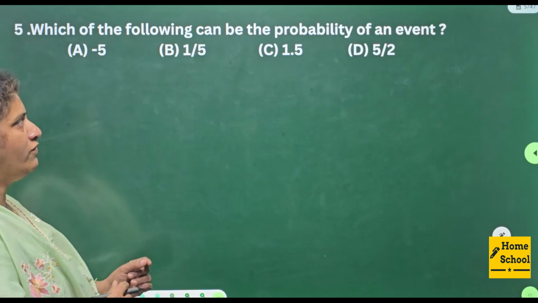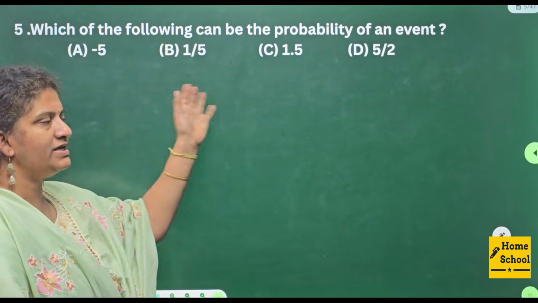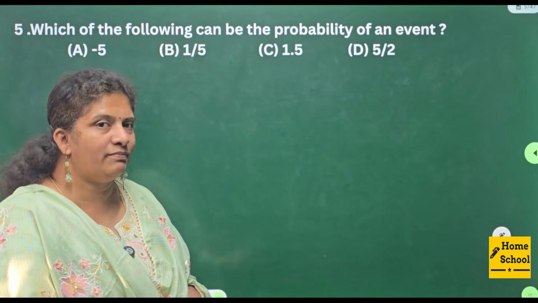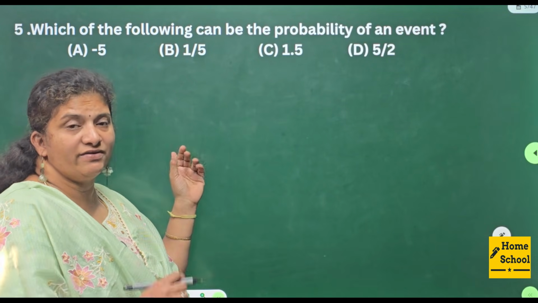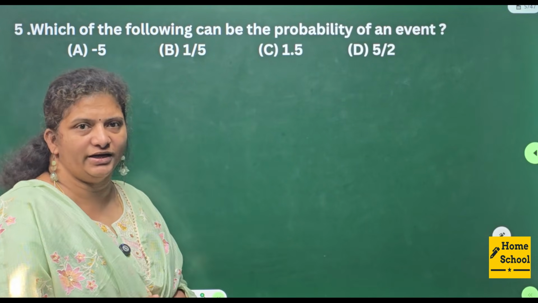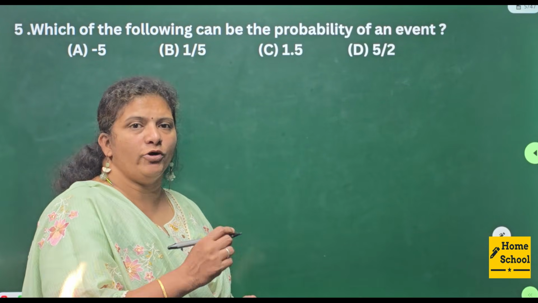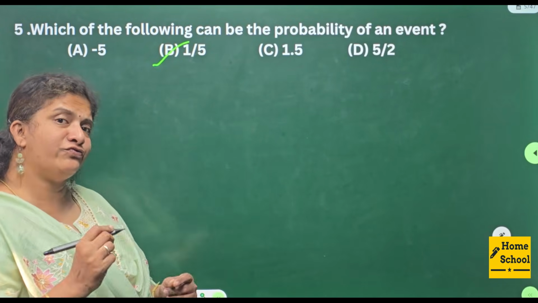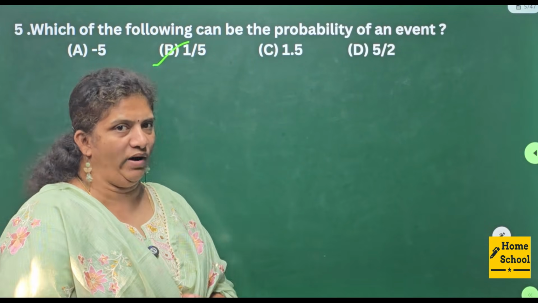Fifth one, which of the following can be the probability of an event? Among these options, which is a probability? We know probability can never be negative. 1 by 5 can be written as 0.2. Therefore, this is the probability because the range of the probability is in between 0 to 1.